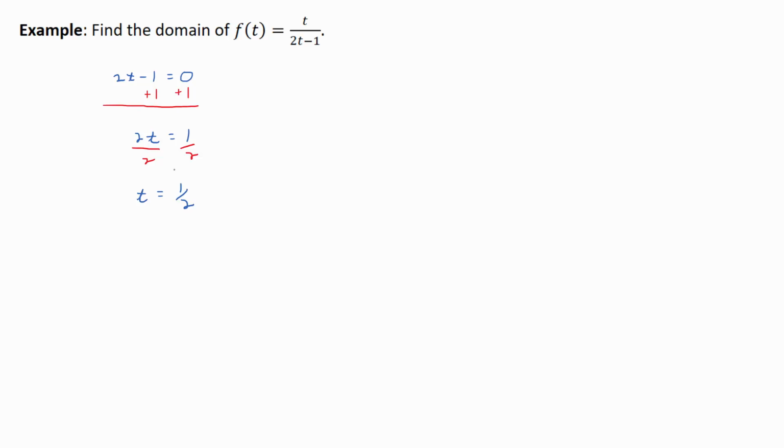So what's the domain going to be? The domain, D for domain, in set builder notation is the set of all t values, so curly bracket t, vertical bar, means such that, the set of all t values such that t does not equal 1/2. Remember, t is a real number, and when it's not stated otherwise, we assume t is a real number so that you don't have to state it every time. Again, you read this as the domain is the set of all t values such that t does not equal 1/2.